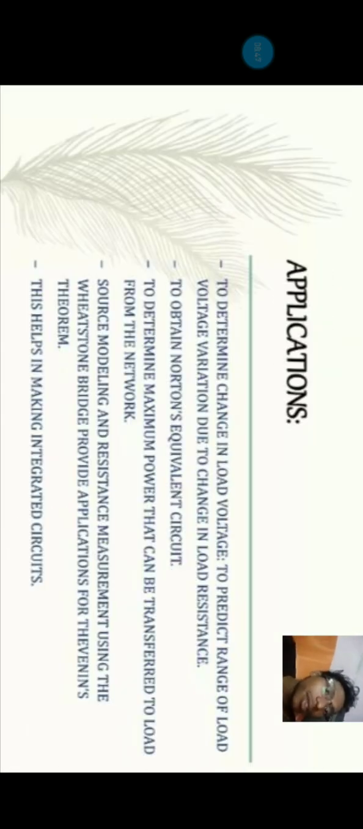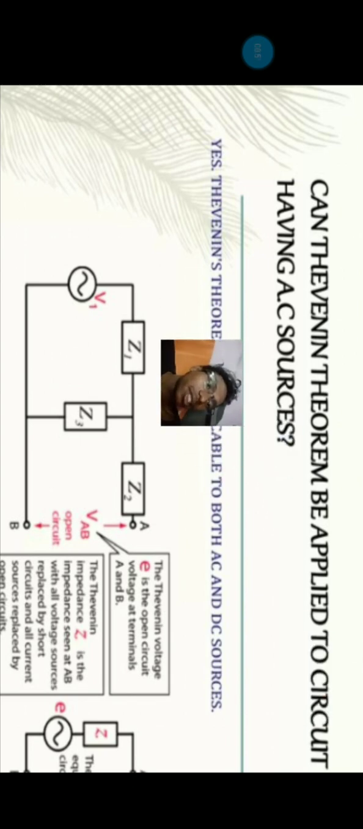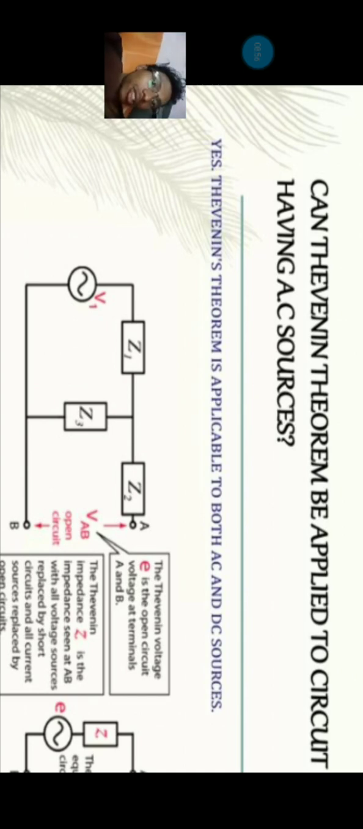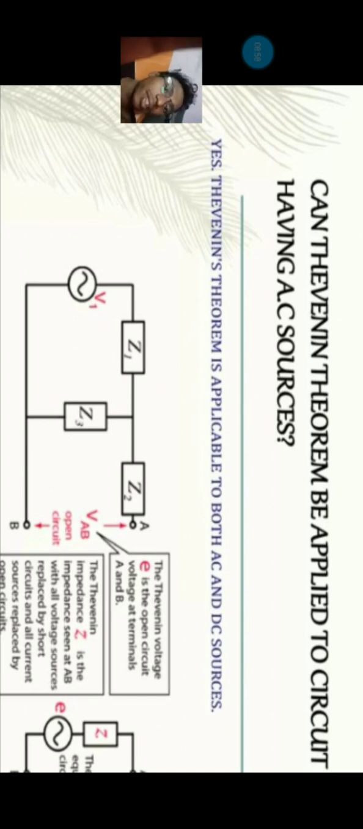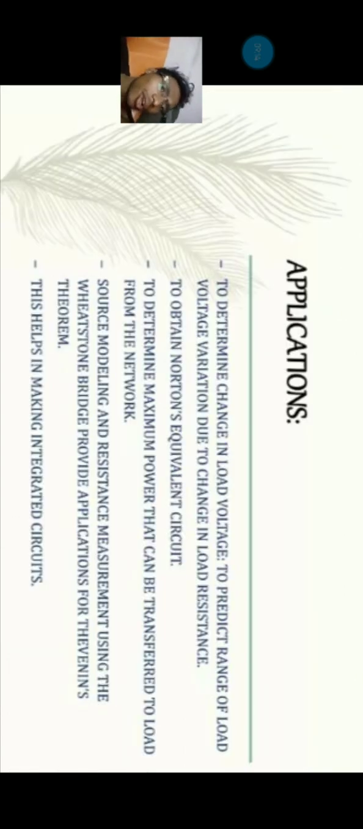Can Thevenin's theorem be applied to a circuit that has an AC source? Yes, Thevenin's theorem is applied to both AC and DC sources. In a circuit like this, the AC source and DC source are replaced, and the resistor is replaced. That's it, same process.